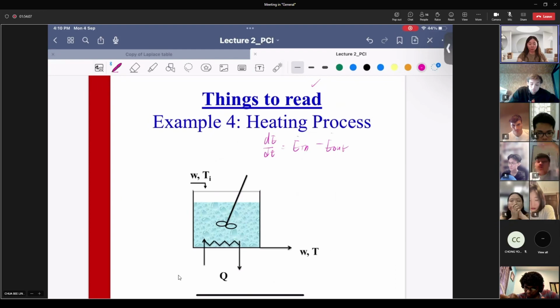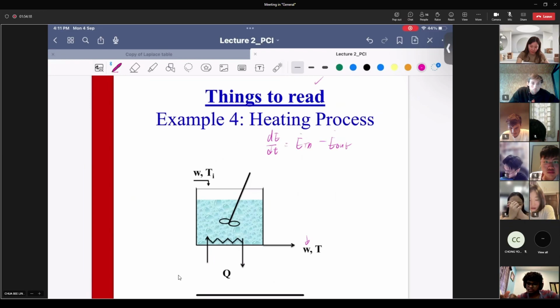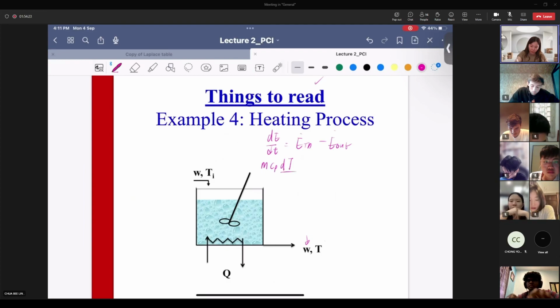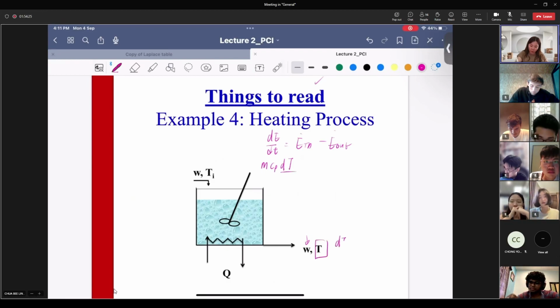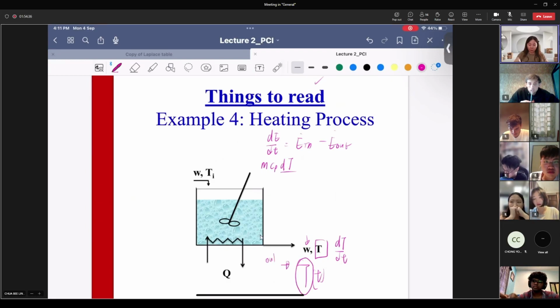This is using the equation of E in minus E out. To expand the equation of the energy, we use the exit. So the equation is m Cp T. This is your output. So your accumulation term should be dT over dt, because you want to study the change of temperature versus time. So this will be your output. In this question, you want to study the change. So the question is to derive.